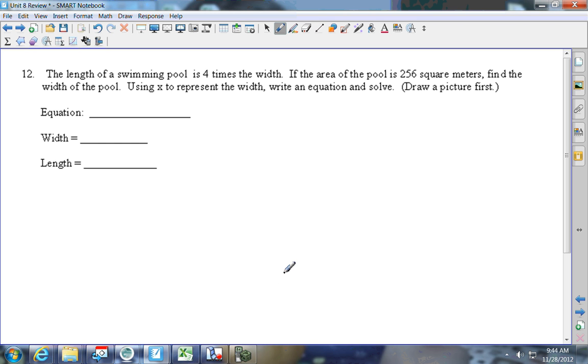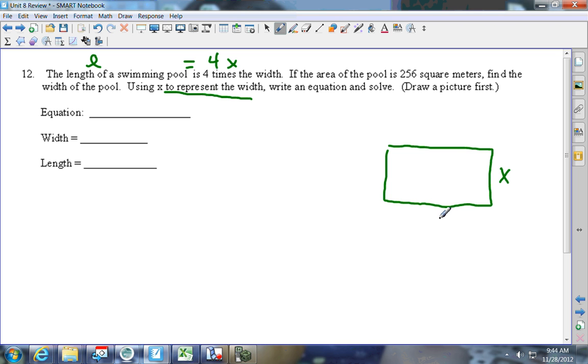There it is. The length of a swimming pool is 4 times the width. If the area of the pool is 256 square meters, find the width of the pool. Use x to represent the width and write an equation and solve. Draw a picture first. There's my pool. My width is x. I don't know what it is. My length is 4 times the width. So I'll put 4x up here.